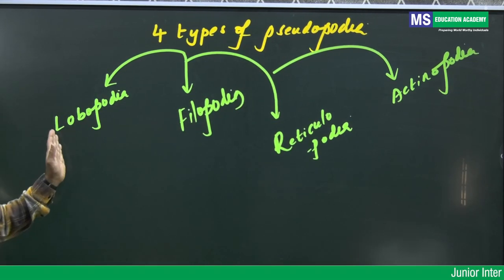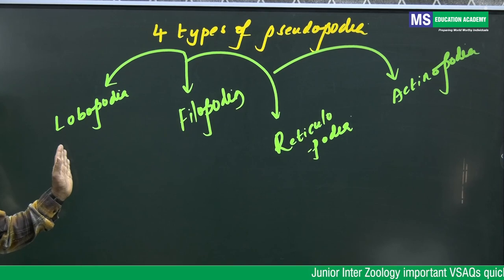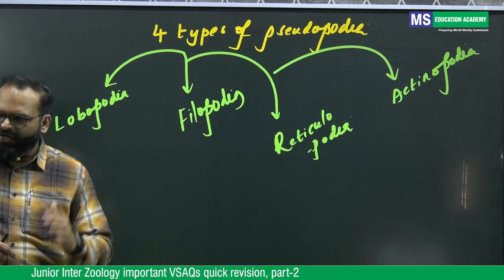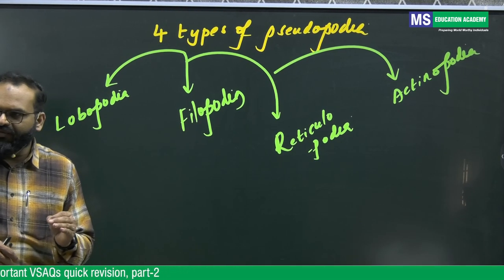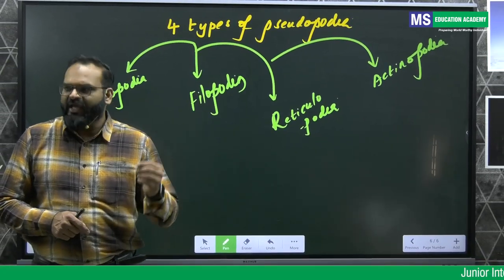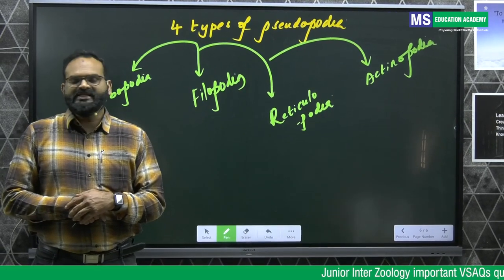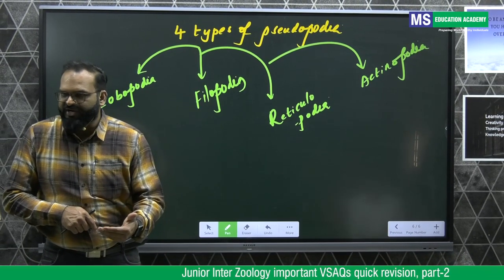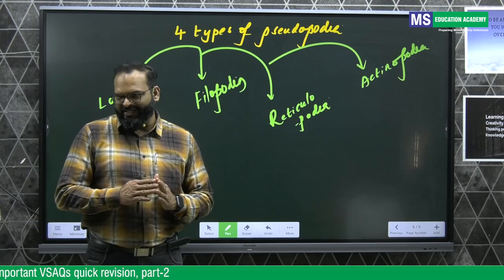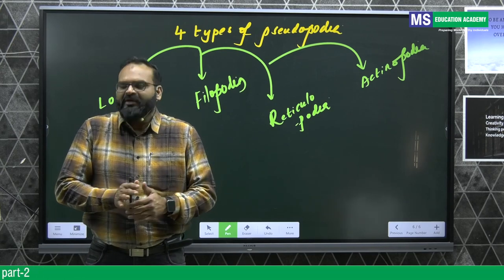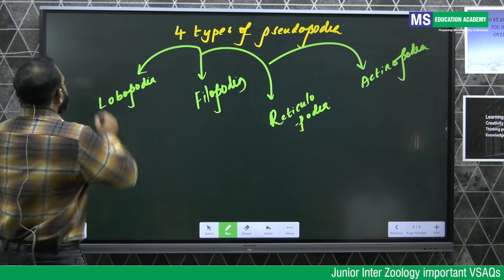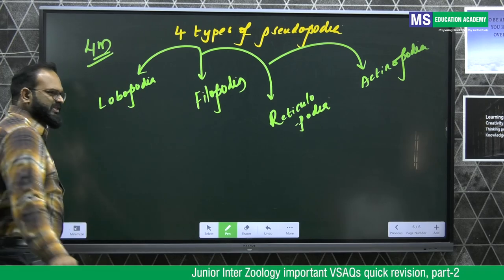Lobe-like pseudopodia are called lobopodia. Example, Amoeba, Entamoeba. Filopodia, pseudopodia are pointed. Example, Euglypha, Lecythium. Reticulopodia, pseudopodia are needle-like and branched. Example, Polystomella, Elphidium, Globigerina. Actinopodia, pseudopodia are pointed and are arranged in a radiating fashion. Example, Actinophris. This is a very important 4 marks question, students.